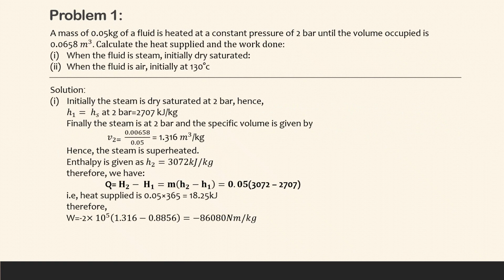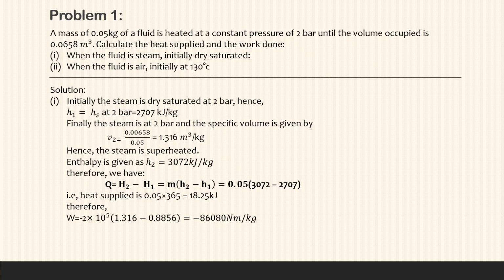Let us consider this problem. A mass of 0.05 kg of a fluid is heated at a constant pressure of 2 bar until the volume occupied is 0.0658 meter cube. Calculate the heat supplied and the work done. When the fluid is steam, initially dry saturated. When the fluid is air, initially at 130 degrees Celsius.